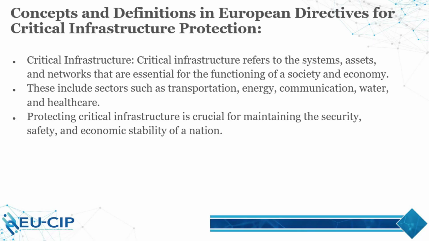Critical infrastructure. Critical infrastructure refers to the systems, assets, and networks that are essential for the functioning of a society and economy. These include sectors such as transportation, energy, communication, water, and healthcare. Protecting critical infrastructure is crucial for maintaining the security, safety, and economic stability of a nation.